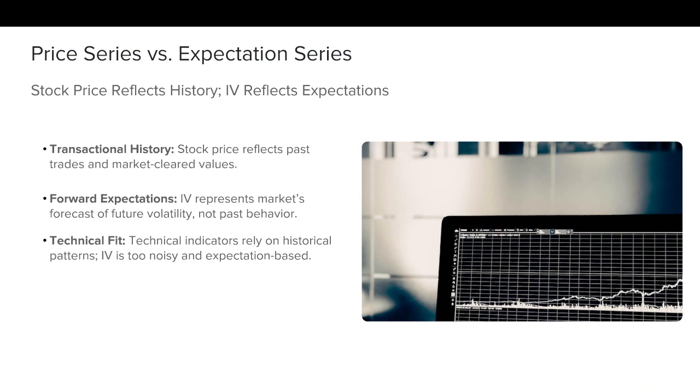It encapsulates a forecast, how volatile the market believes an asset will be in the future. These forecasts are influenced by psychological biases, demand-supply imbalances in the options market, and anticipated events. Thus, applying tools developed for historical patterns, that is technical indicators like RSI, MACD, whatever, on an expectation-driven metric like IV often produces misleading or noisy signals or extremely wrong signals.